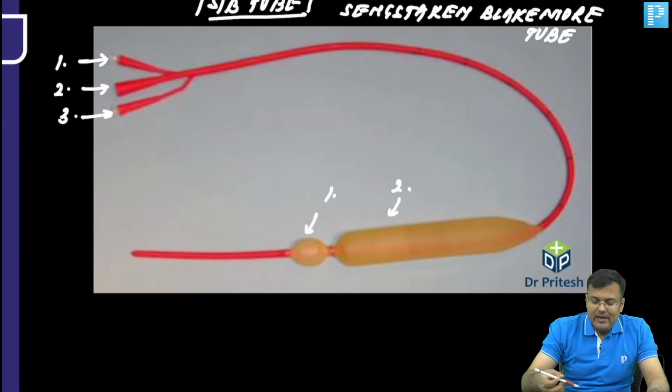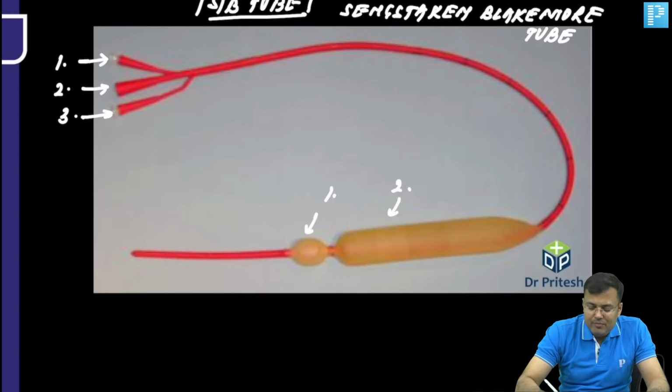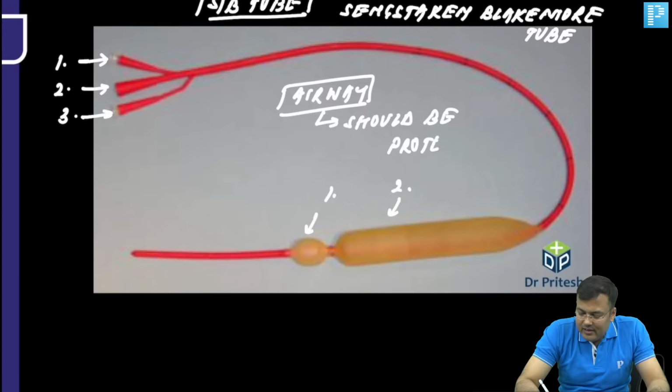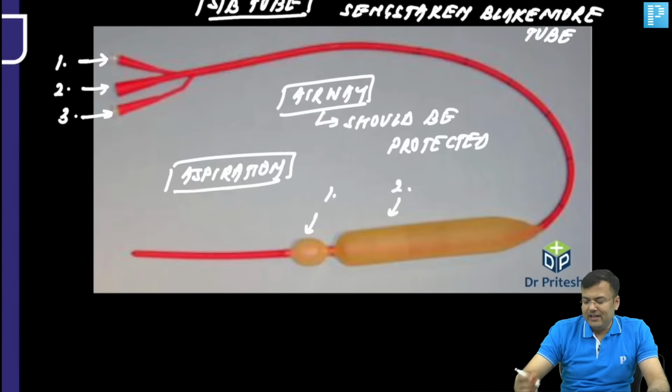It is aspiration. That's why what should be protected? Before insertion, the airway should be protected. Clear? So, the airway should be protected because the most common complication is aspiration. Clear? So, guys, this is the Sengstaken-Blakemore tube. Okay. Next.